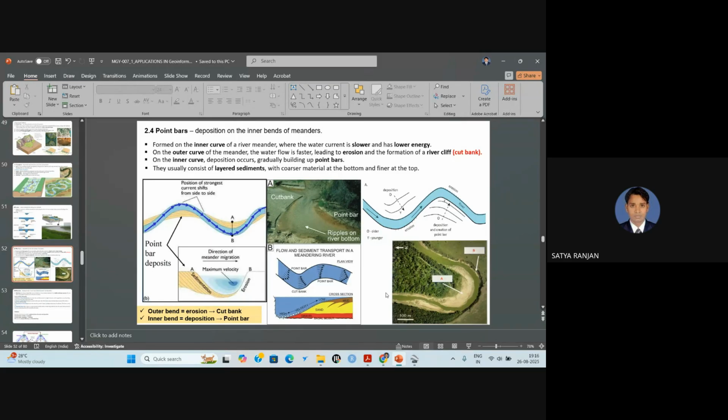In the concave shape, the point bar is deposited, and on the opposite side there is a cut bank or river cliff. So this is a cut bank. Some erosional surfaces are found. The B part is the erosional surface, and this A part is the point bar. It looks like this. This is also a point bar. You have also seen it a lot of times in the upper areas of rivers.